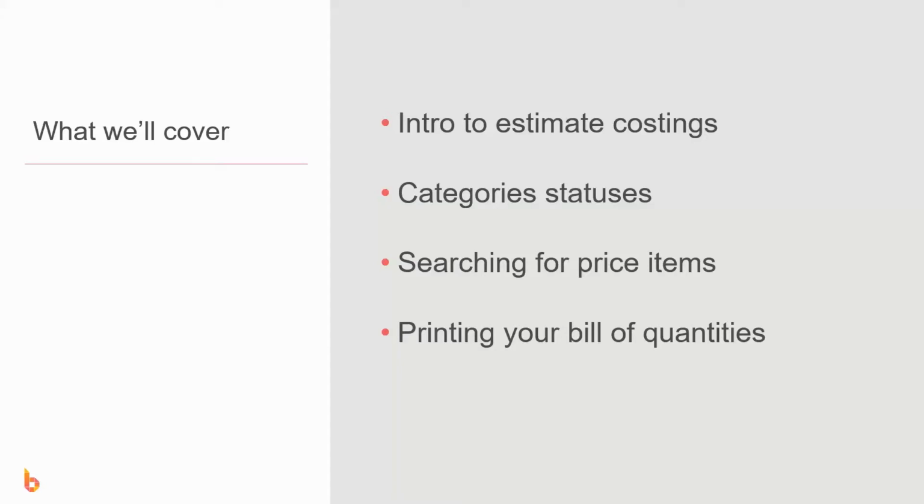So in this video, we're going to have a look at the estimate costing screen and a bit of an intro to it. We'll have a look at categories and how the statuses can be used as a bit of a checklist. We'll look at searching for price items and how to get those in there. And we'll cover off how to export your bill of quantities from here as well.